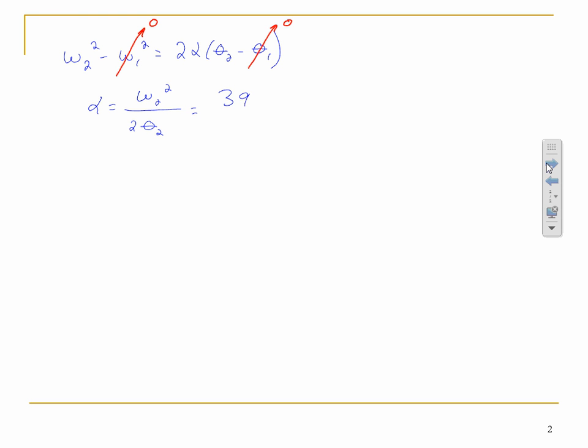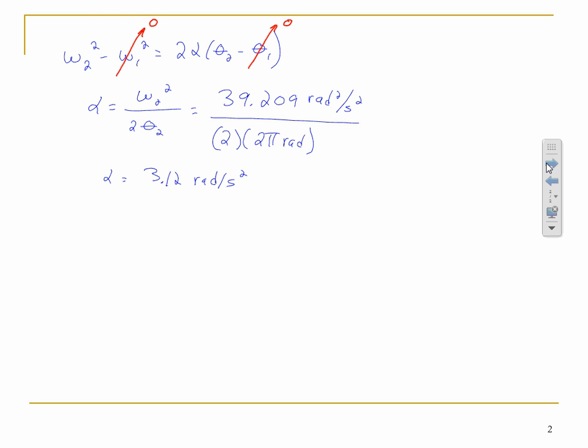And I just calculated omega 2 squared. I said it was 39.209 radians squared per second squared. Divide that by 2, and then my theta 2, which was 2 pi radians. And I get an answer of 3.12 radians per second squared, which is the same value that I got in lecture 4.3 when I worked this problem by F equals ma and tau equals I alpha.